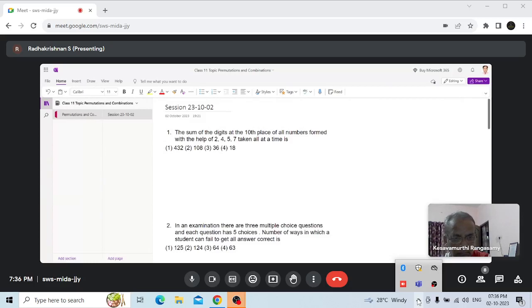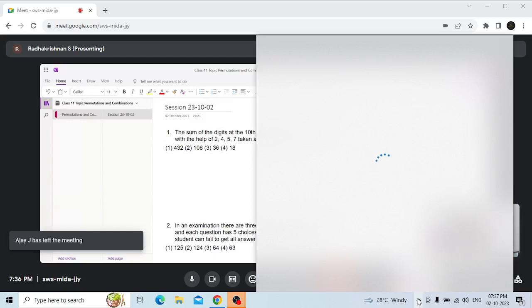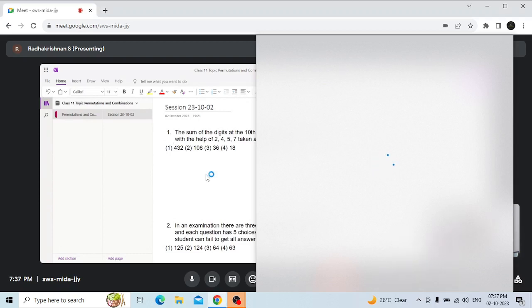Sir, 4P4. Right, 4P4, that is 4 factorial. So that many numbers can be formed in total. We have to find the sum of the digits at the 10th place of all the numbers.